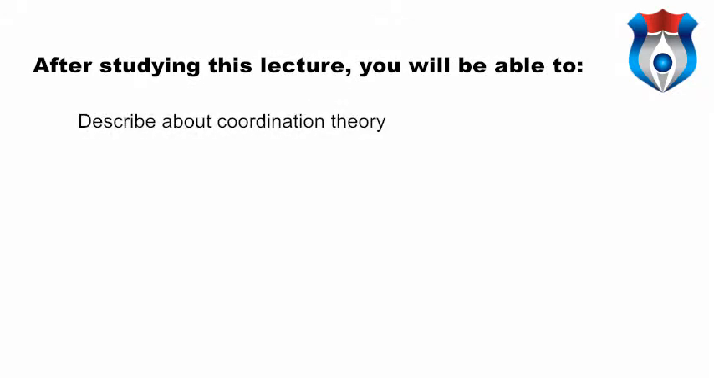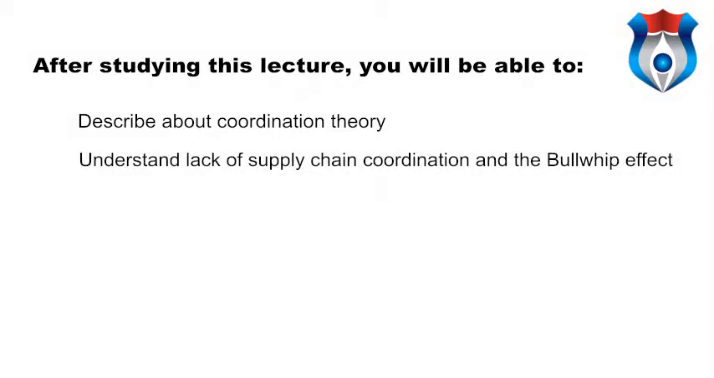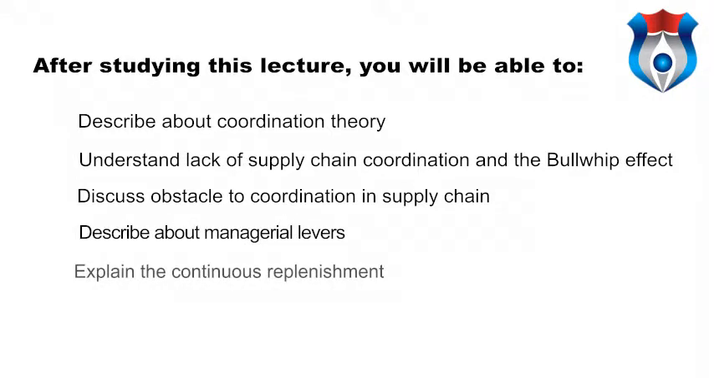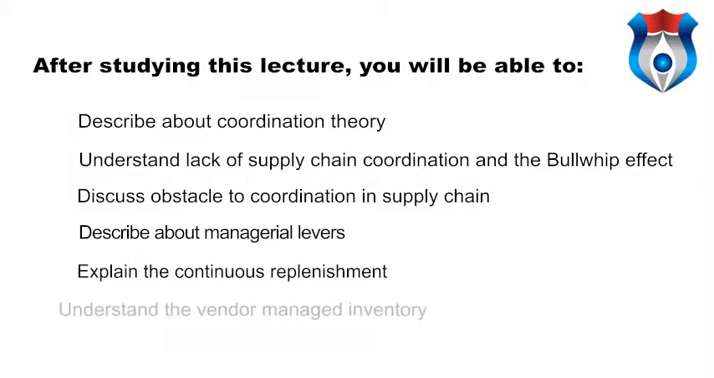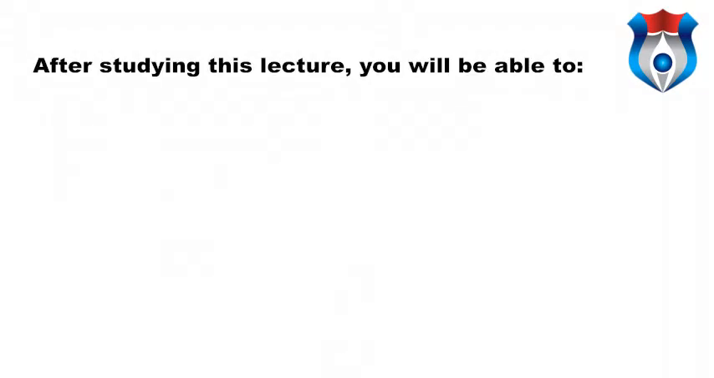Describe coordination theory, understand lack of supply chain coordination and the bullwhip effect, discuss obstacles to coordination in supply chain, describe managerial levels, explain continuous replenishment, understand vendor managed inventory, define collaborative planning, discuss forecasting, describe replenishment.